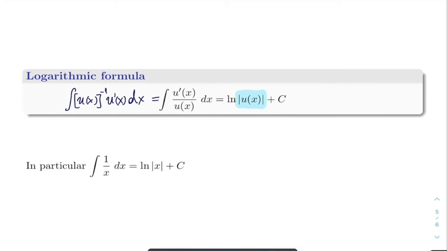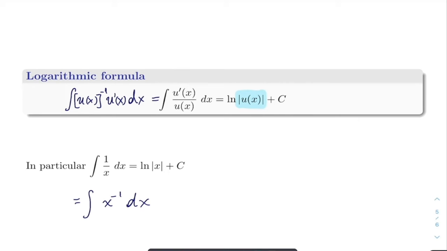plus a constant. So in particular, if we want to compute the integral of 1 over x, then we can use exactly this formula because u would be our function x and its derivative will be equal to 1. So in this case we can use the formula directly, and now we know how to compute the integral of x to the -1. It will be the logarithm of the absolute value of x plus a constant.